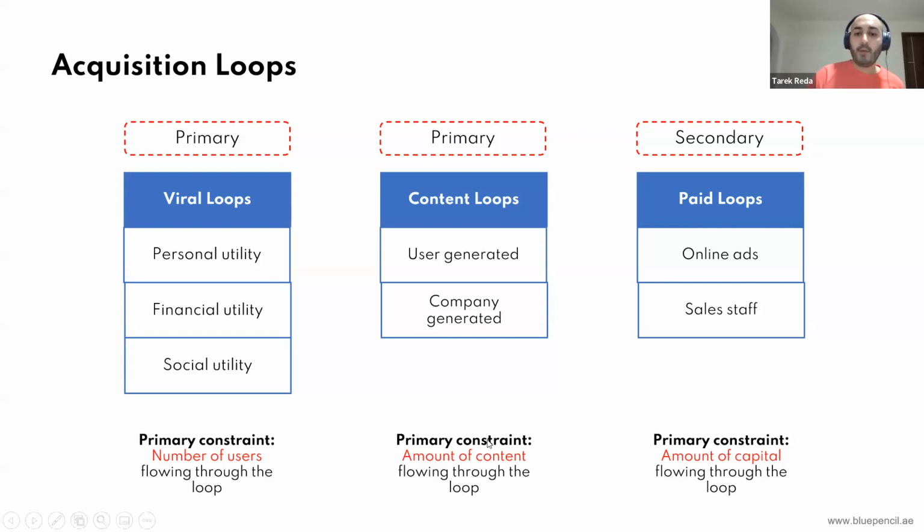If you look at content loops, the primary constraint here is the amount of content flowing through the loop, right? So whether it's user generated or company generated, you need a lot of content produced in order for the loops to spin faster and produce better results. And then finally, for paid loops, the primary constraint is the amount of capital, right? How much revenue are you able to reinvest into these channels, whether it's paid ads or hiring more salespeople? And that's why really the hardest, or maybe the one with the most friction, is paid loops. And that's why we keep it as a secondary type of loop.